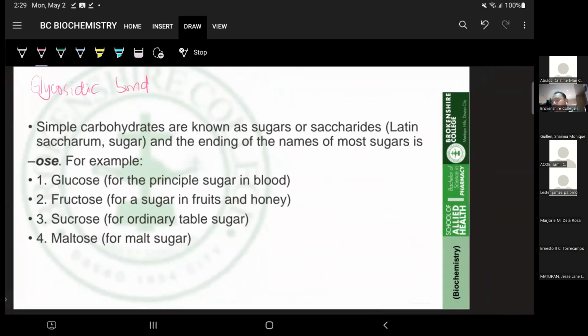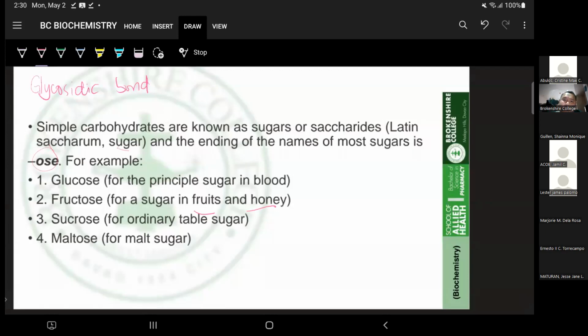So again, your carbohydrate is either a ketone derivative or an aldehyde derivative. So simple carbohydrates are known as sugars or saccharide, wherein it comes from the Latin word saccharum, which means sugar. And the ending of the name of most sugars is -ose, such as glucose, which is the principal sugar in our blood, your blood glucose. We have your fructose, sugar that is usually found in fruits and in honey. Sucrose, which is known as our ordinary table sugar.